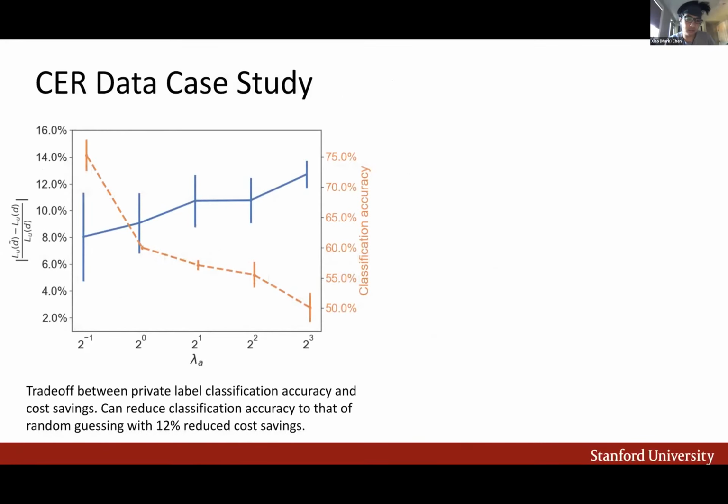Again, this is the plot showing the trade-off between privacy and utility. When we put more and more weight on privacy, the classification accuracy drops from 75% to 50%, almost a random guess, 50-50, and the performance loss doesn't deteriorate too much, from 8% to, say, 10 to 12% maximum loss.